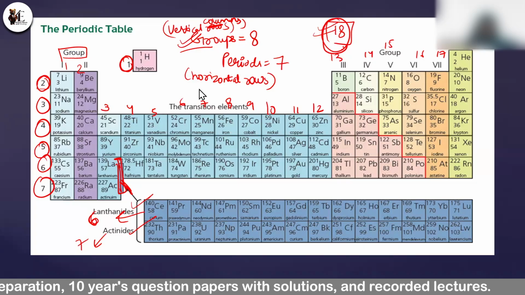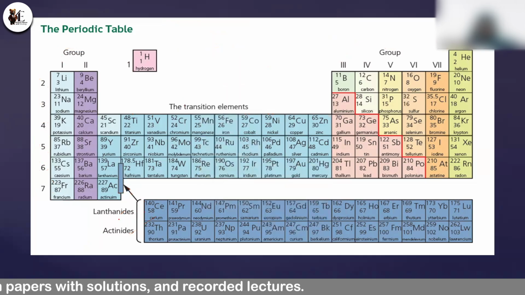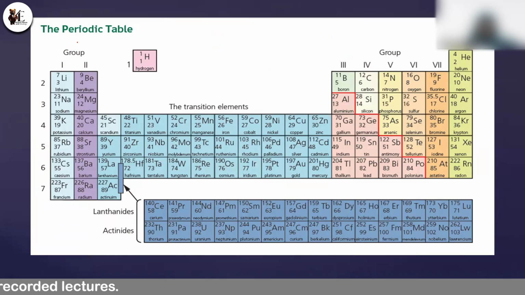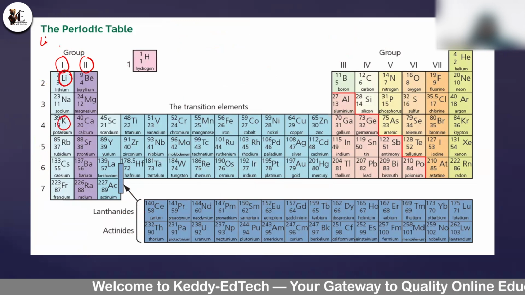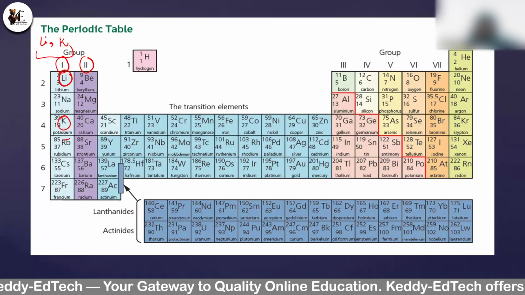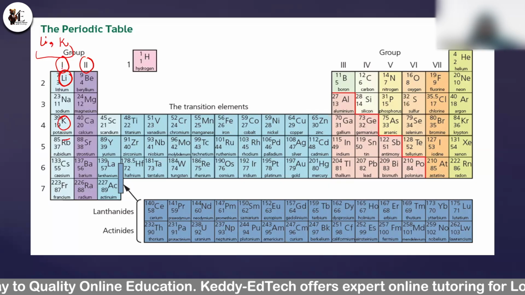Now, one important property I would like to tell here is that elements are arranged in groups because their chemical properties are the same. Group 1 and group 2. If you take any element of group 1, let us take lithium, the first element, and let us take potassium. K is your potassium. So the chemical properties of both are the same. That is why they are placed in one group.